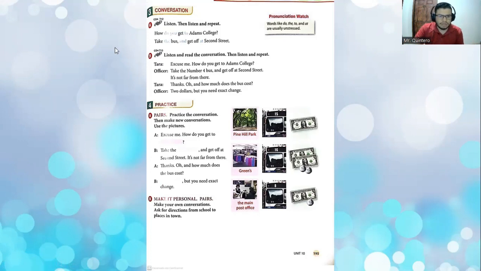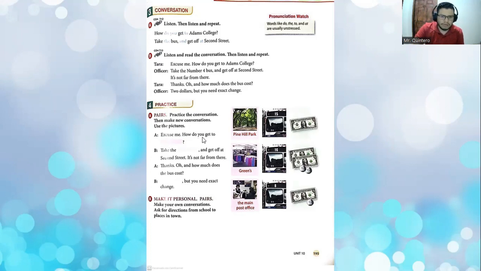Practice the conversation, then make new conversations. Use the pictures. For example, we have Pine Hill Park, Greens, the main post office. And what's the number for Pine Hill Park? It is 15. For Greens, 16. And for the main post office, number 8.